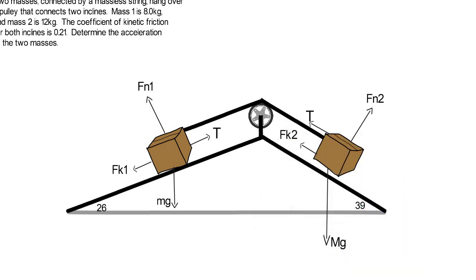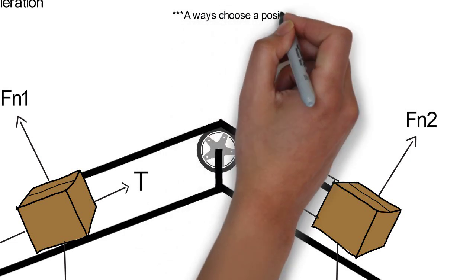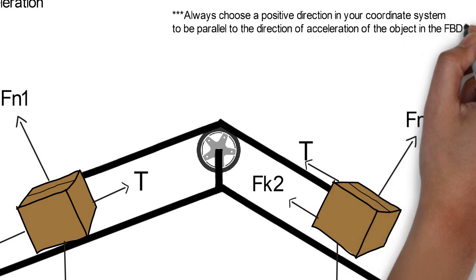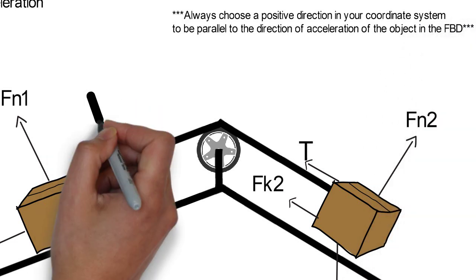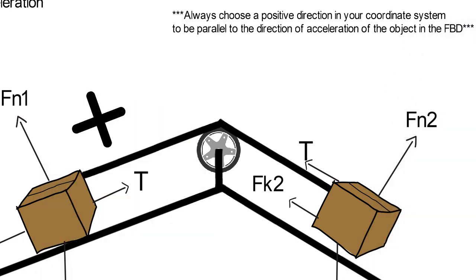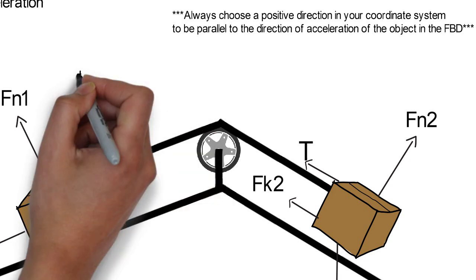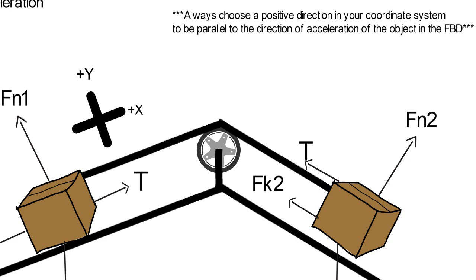Now we need to have a coordinate system, and you want to always choose your coordinate system to be aligned with the direction of acceleration. That way we don't have to worry about components for acceleration. Now our coordinate system is going to be rotated by the pulley, so it's going to be slightly rotated for our second free body diagram.